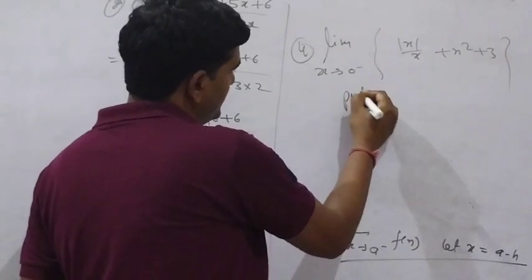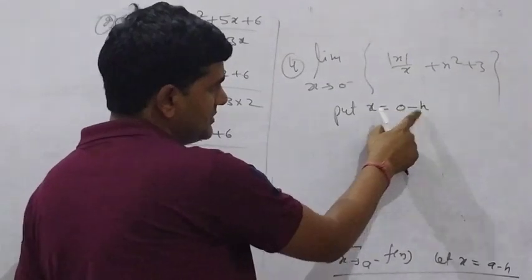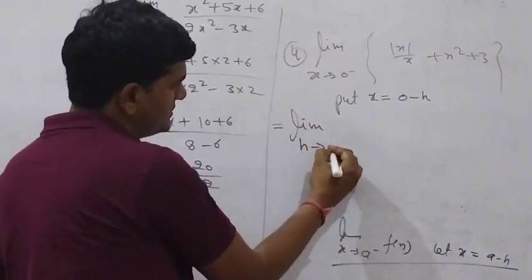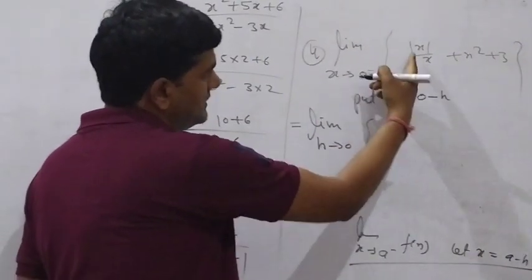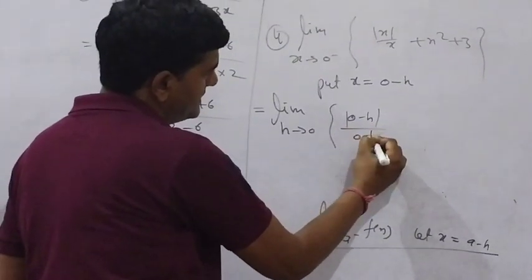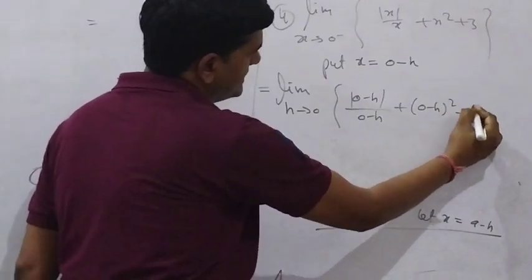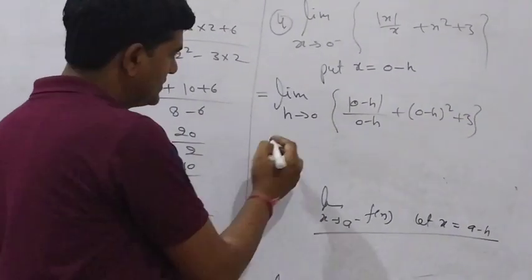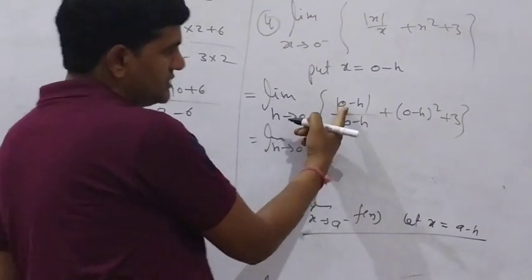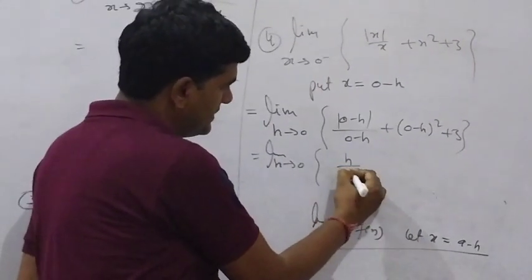Then here put x is equal to 0 minus h. Here a means 0, 0 minus h is equal to limit h tends to 0, and here mod of 0 minus h upon 0 minus h plus 0 minus h whole square plus 3. Understood? Very good. Limit h tends to 0, and here 0 minus h means mod of minus h is only h, upon minus h here.